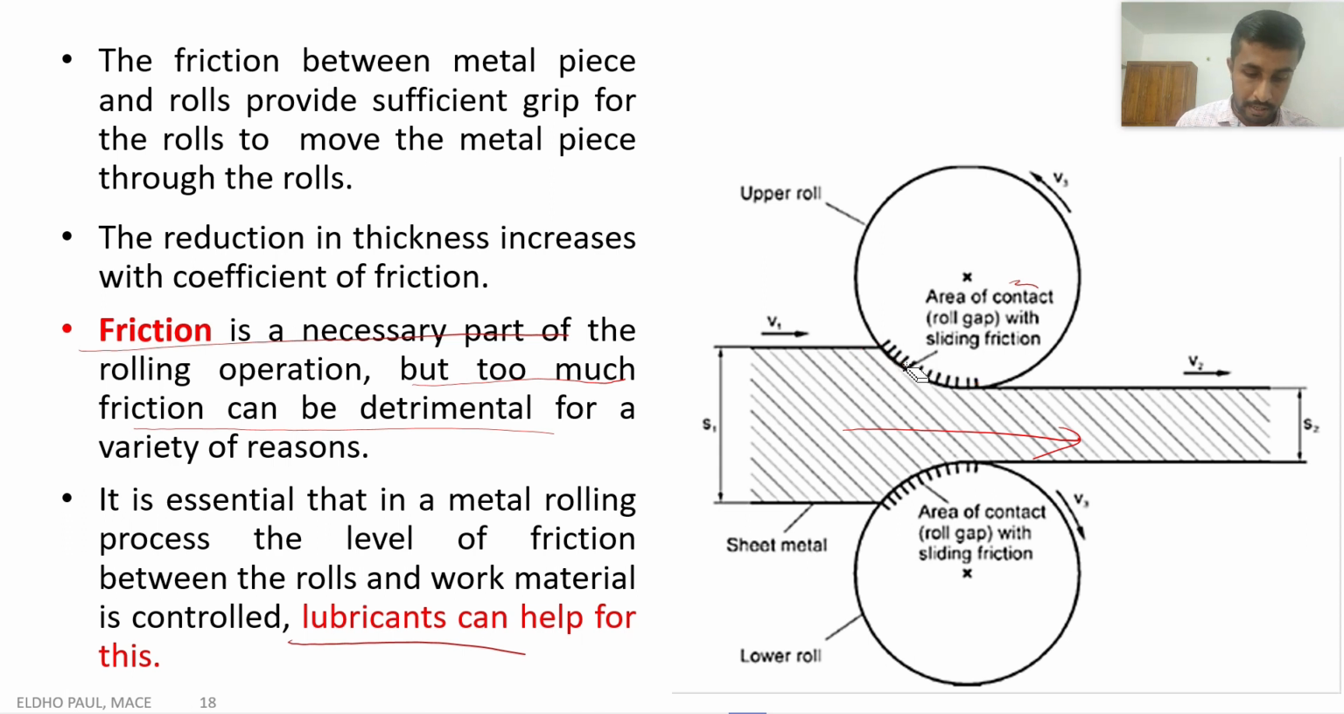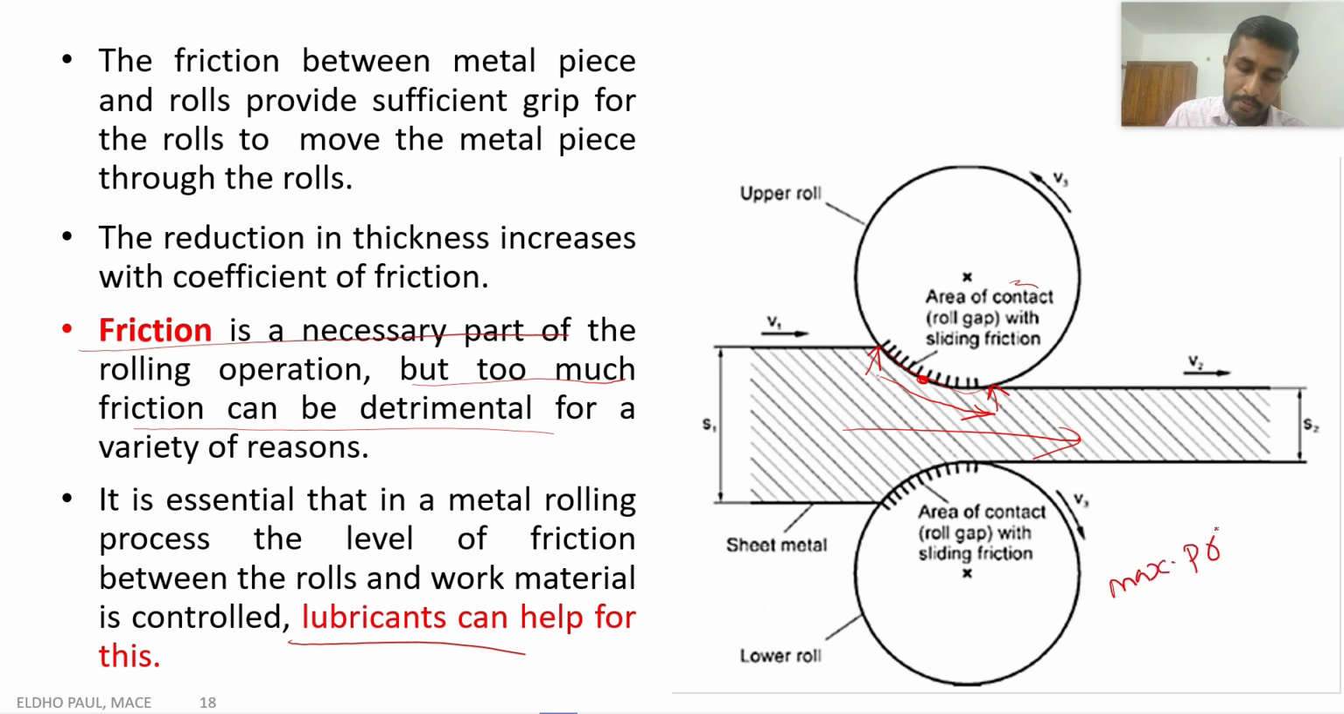At the entry point, the pressure exerted by the roller on the workpiece is very minimum. At the exit point also, the pressure is minimum. So there will be a variation in the friction from this point to this point. At these two extreme points, the friction is minimum, but somewhere along this arc of contact, at a point called the no slip point, the friction will be maximum. This point is called the neutral point. At the neutral point, maximum pressure is exerted by the roller on the workpiece.